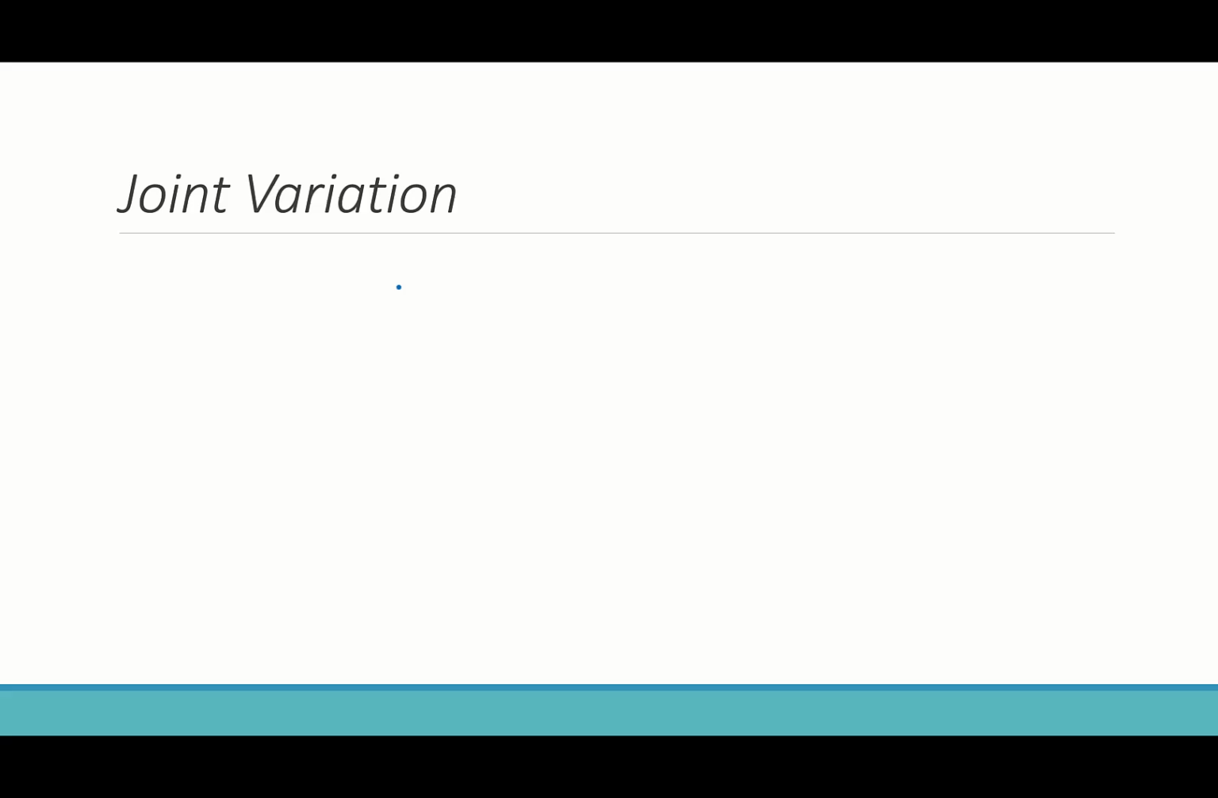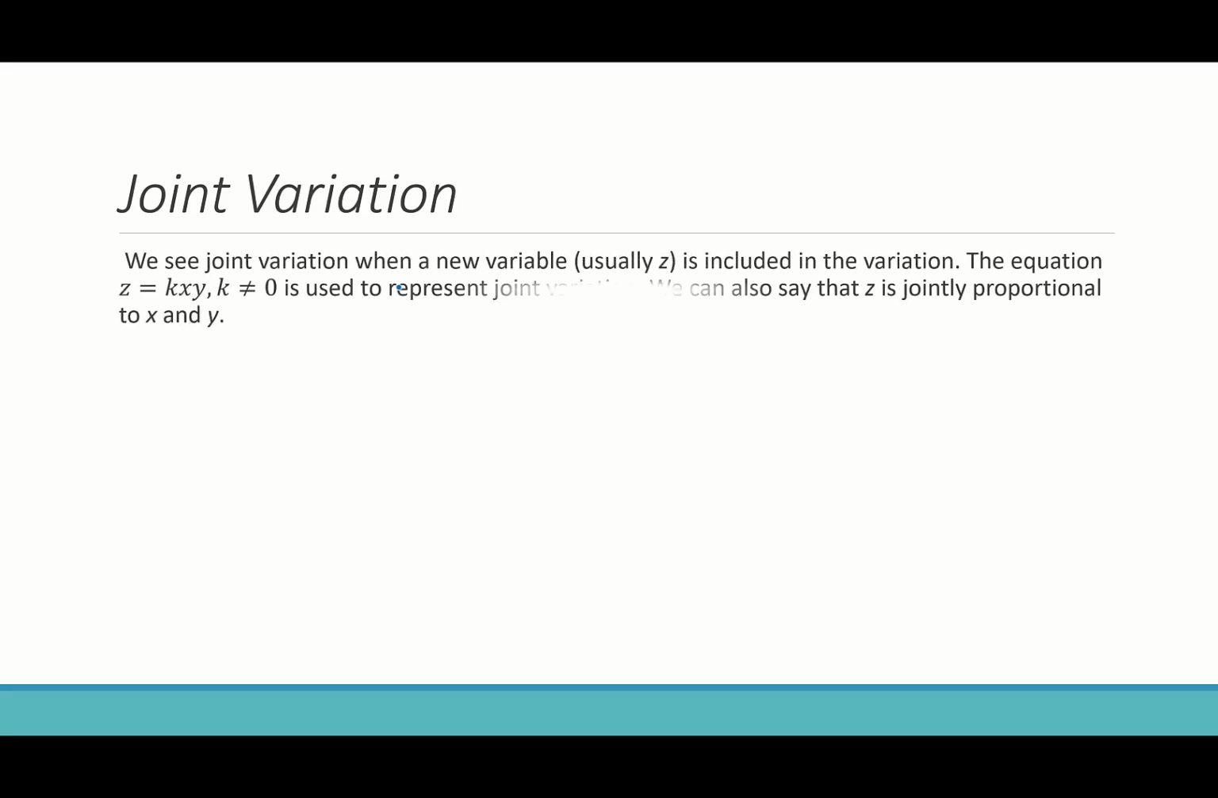Last up, we have joint variation. In joint variation, we introduce a new variable z. We may see a joint variation if we see z equals k times x times y, where k does not equal 0 again. And that would be our joint variation. So we say that z is jointly proportional to x and y.